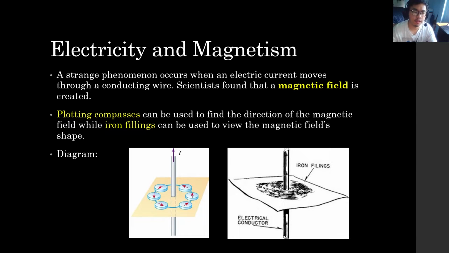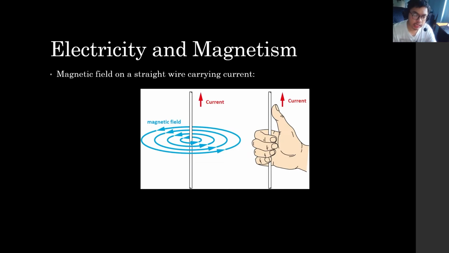So as you saw from the video, there is a pattern forming by the iron filings. And this pattern proves that there is a magnetic field around this wire. You can also do this experiment using plotting compasses like shown in this picture here. So you can use plotting compasses or iron filings to view the shape of the magnetic field formed by the current that is inside the wire. The magnetic field formed by the current inside the wire looks like this.